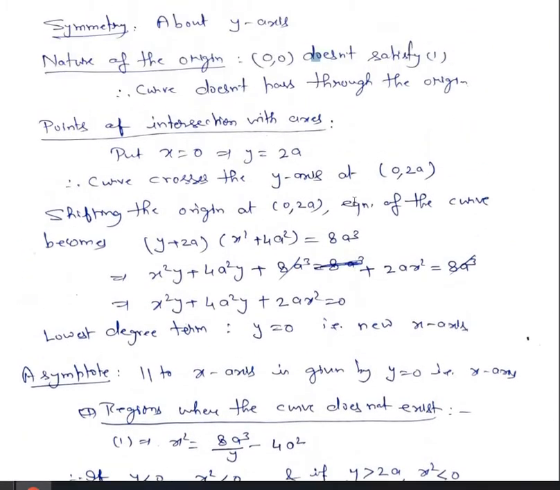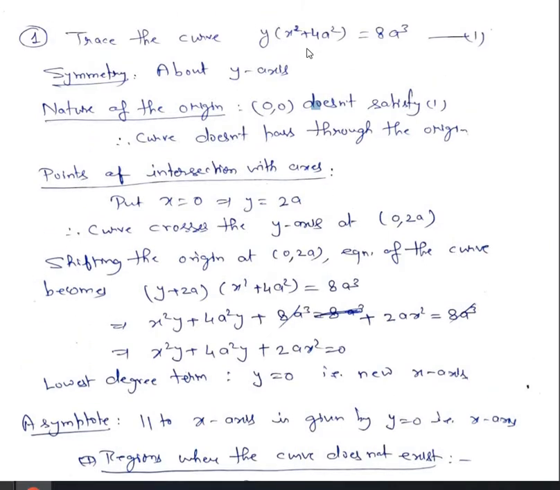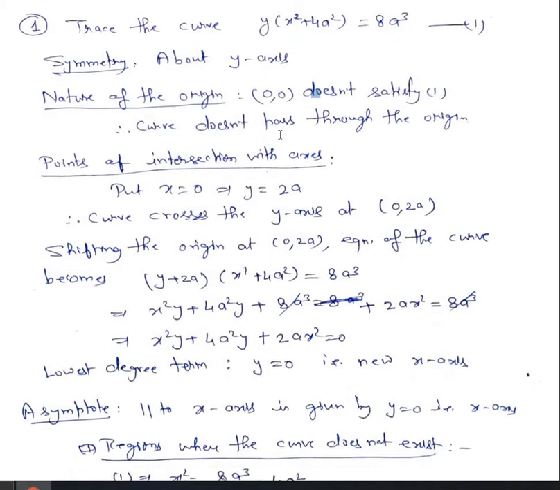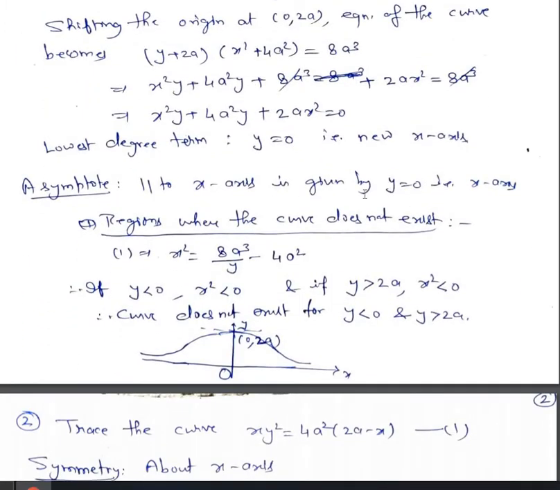To find asymptotes parallel to the x-axis, what is the highest power of x? We got here x². The coefficient of x² is y. So therefore the asymptote parallel to the x-axis is given by y = 0, that is the x-axis.